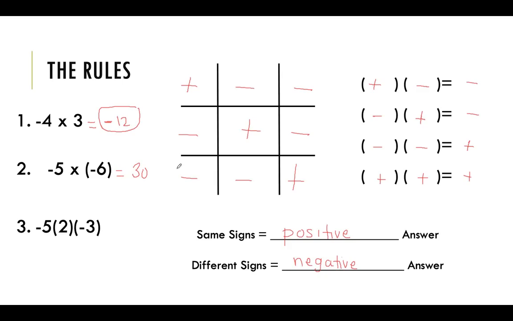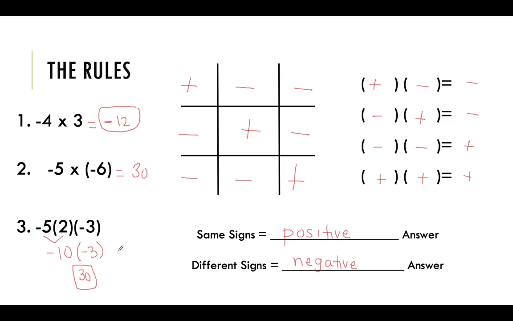Going on to the next problem, we have 3 integers. Now, when you deal with 3 integers, I recommend you just work left to right, but you may choose how to do it once you get used to integers. So the first thing I'm going to do is negative 5 times 2. Well, a negative times a positive equals a negative. So negative 5 times 2 is negative 10. I'm going to bring down my negative 3, and I get negative 10 times negative 3. Well, 2 negatives make a positive, so 10 times 3 is 30.